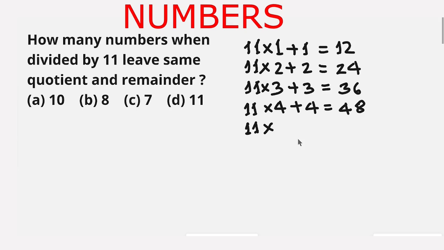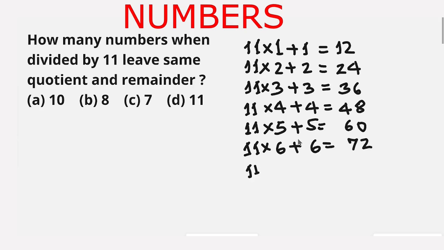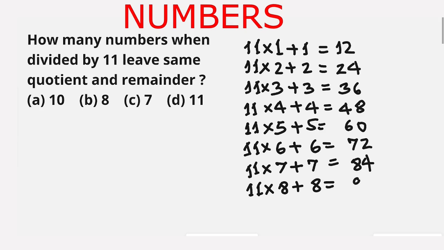The fifth number will be 11 multiplied by 5 plus 5, and that number is 60. The sixth number is 11 multiplied by 6 plus 6, which is 72. The seventh number is 11 multiplied by 7 plus 7, which is 84. The eighth number is 11 multiplied by 8 plus 8, which is 96.